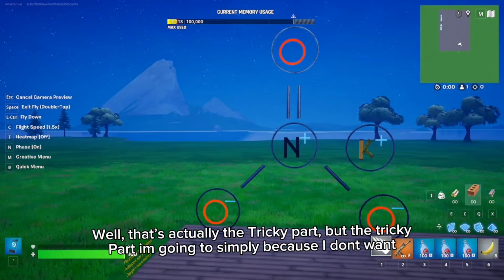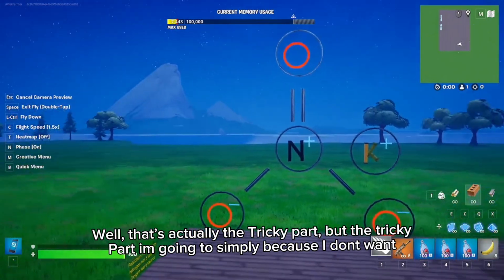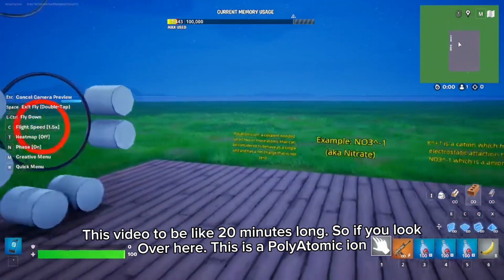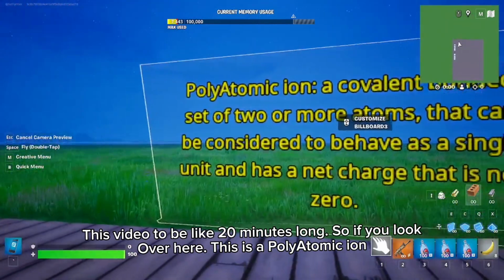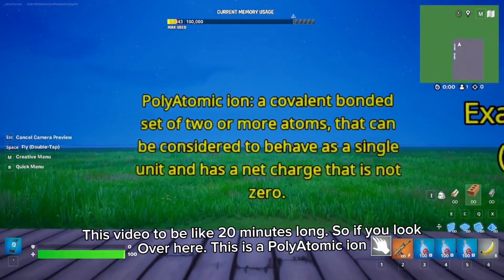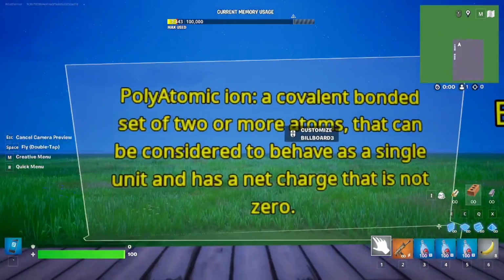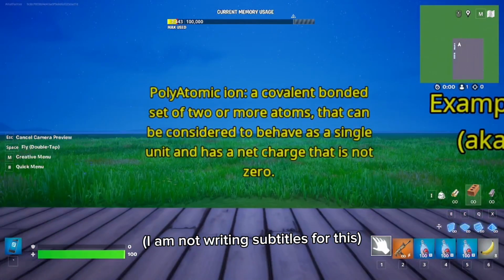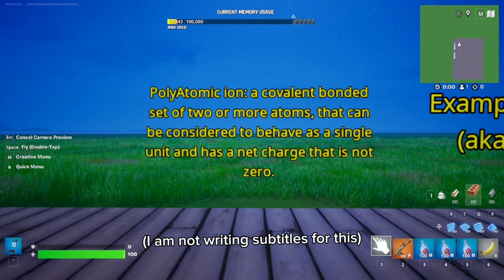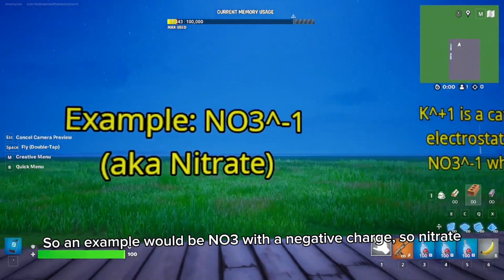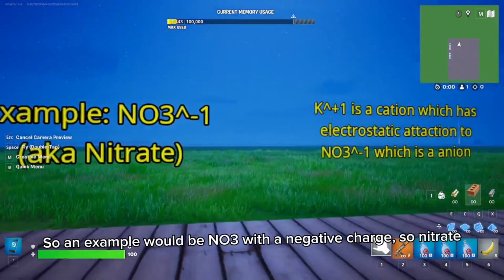But actually, the tricky part, I'm going to simplify it because I don't want this video to be like 20 minutes long. So if you look over here, this is a polyatomic ion, which is what that thing is over there. A polyatomic ion is a covalently bonded set of 2 or more atoms that can be considered to behave as a single unit and has a net charge that is not 0. So the example would be NO3 with a negative charge, aka nitrate.